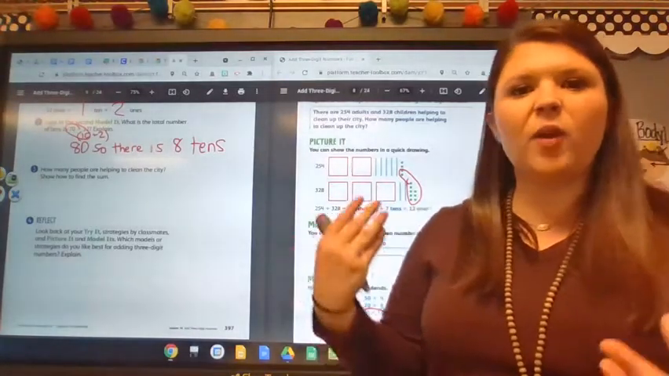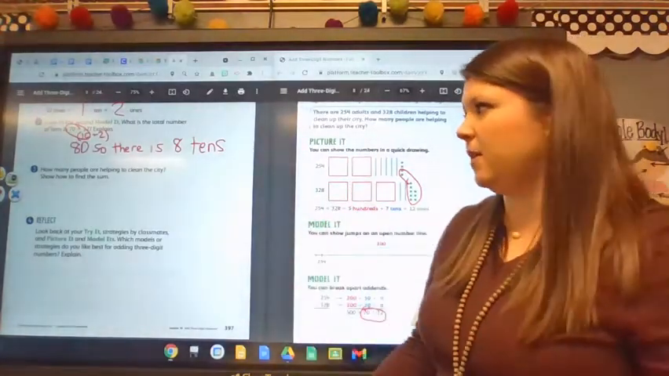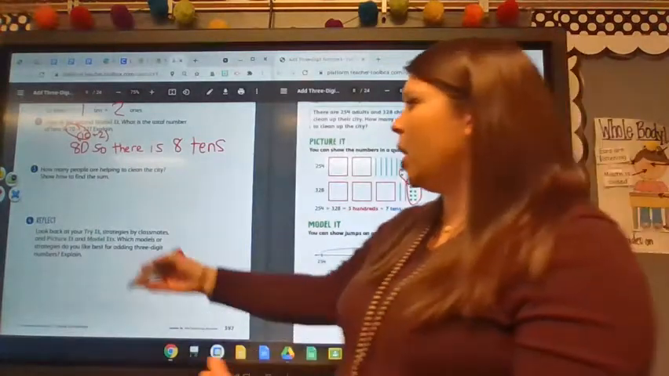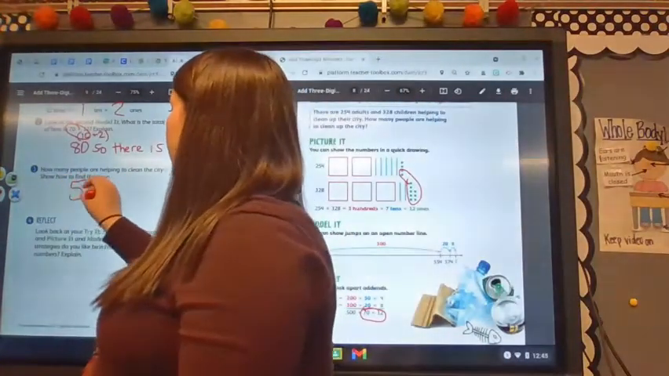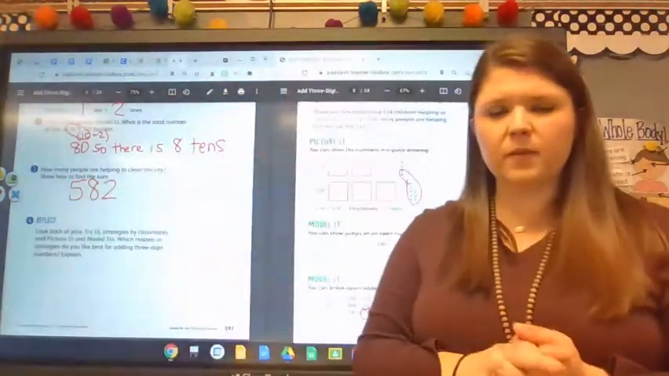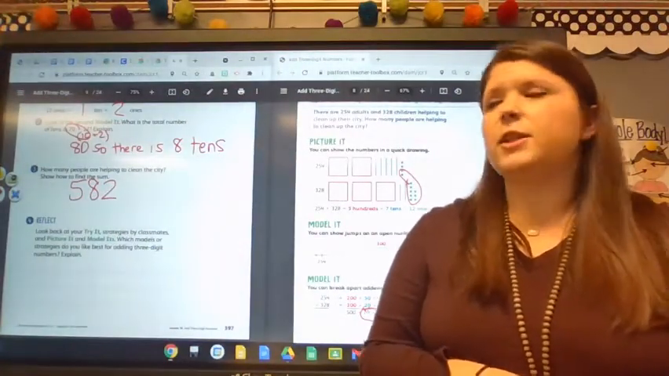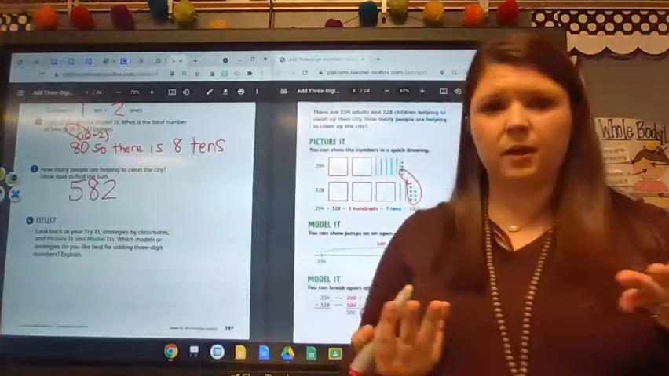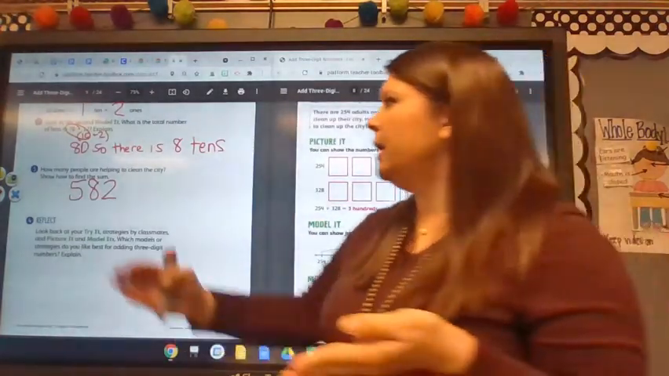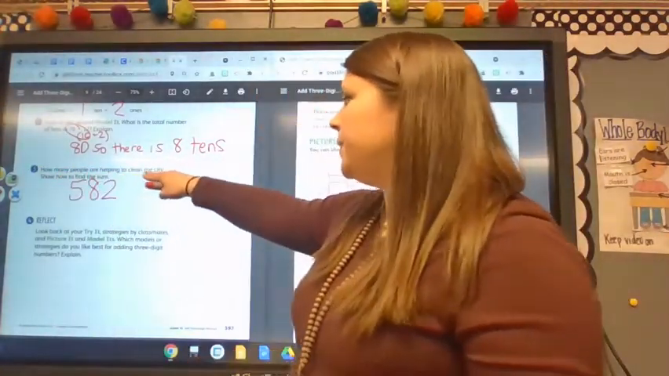All right, question number 3 says, how many people are helping to clean the city? So how many people are there helping to clean the city? We know that there are 582. 582 cows? 582 pieces of candy? We got to answer that question, right? How many people are helping to clean up the city?